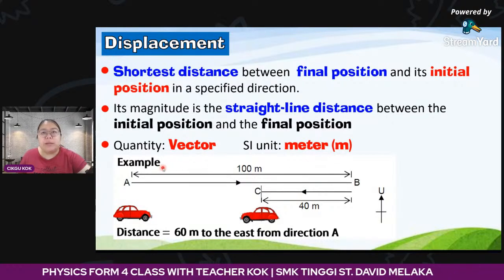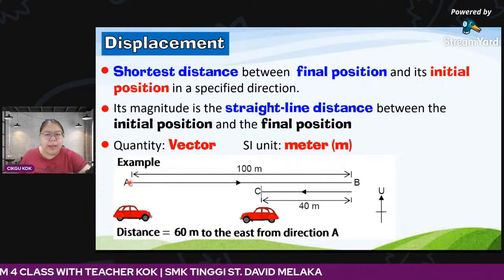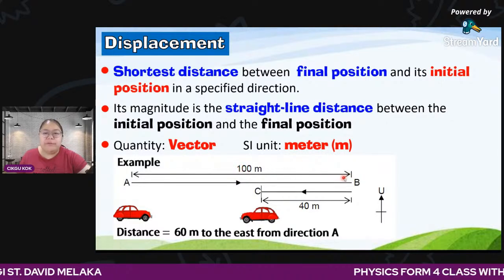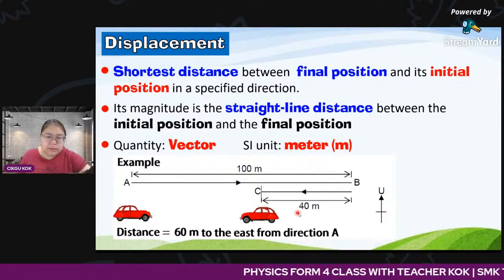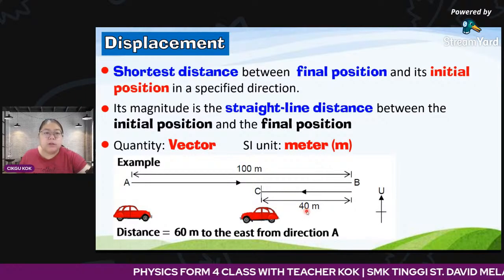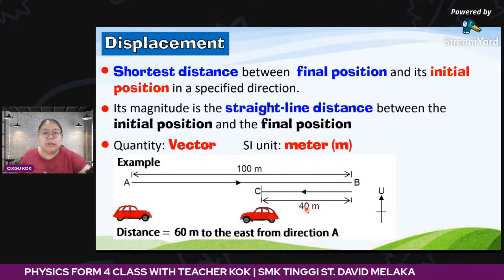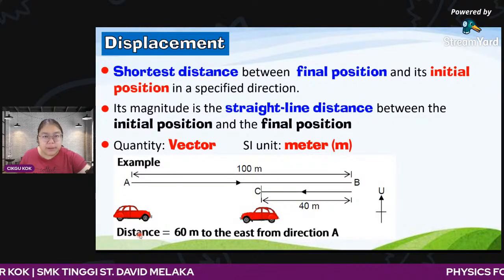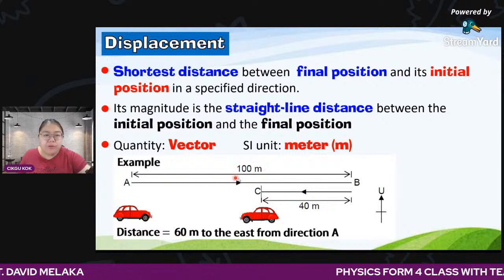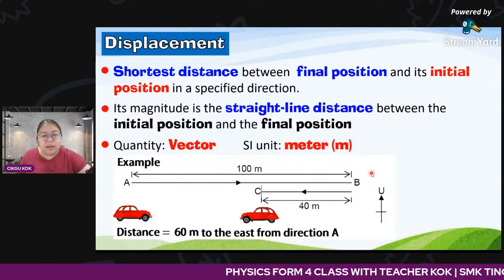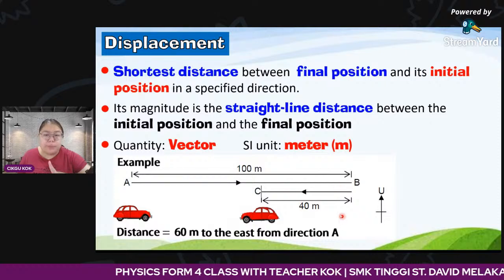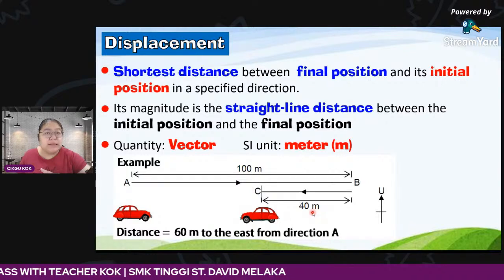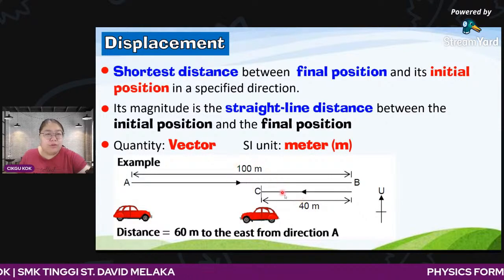Okay, let's see the example diagram here. A to B is the same, still 100 meter. But from B to C, there's 40 meter. So if the question asks, what is the displacement? Sorry, this one is not distance, it's displacement. Your answer is, you take 100 positive, going to the right, then you need to add 40 but negative. You need to assume going to the left-hand side is the negative direction. So that means you take 100 minus 40.